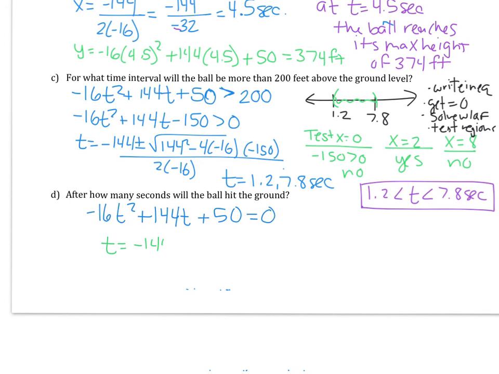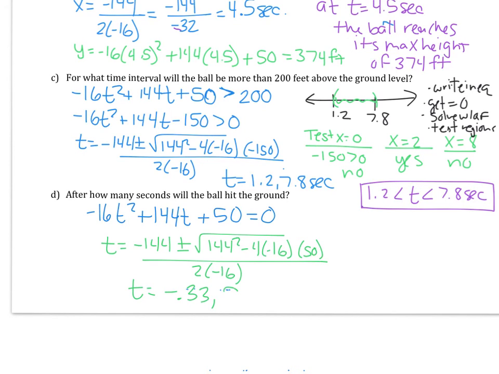So I'm going to do opposite of b plus or minus the square root of b squared minus 4 times a times c all over 2 times a. So this is going to give me two answers. I get negative 0.33 and I get positive 9.33. Now I really don't care about the negative answer because that would be representing a time before I've even launched the ball. So the answer that I care about is that after 9.33 seconds, the ball is hitting the ground, again, having a position or a height of 0 feet.